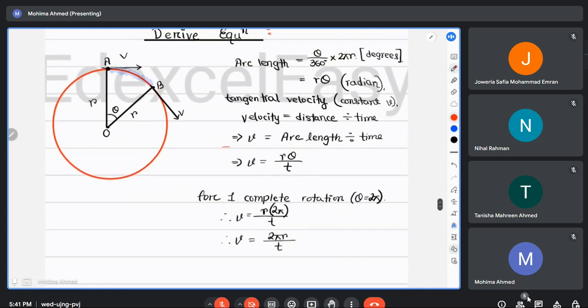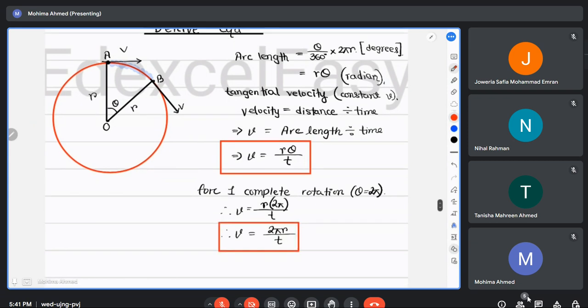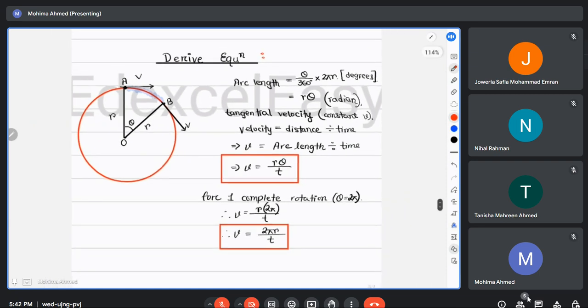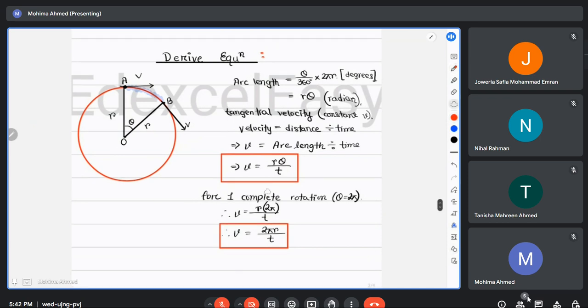Other than that, this is your original equation for tangential velocity. I would highlight this one for all other cases, when theta is not equal to 2 pi, and this one can only be used when theta is equal to 2 pi for one complete cycle. Okay. Let's zoom out so that you guys can see this entire thing. Read this entire thing and let me know if there is any problem from this part.